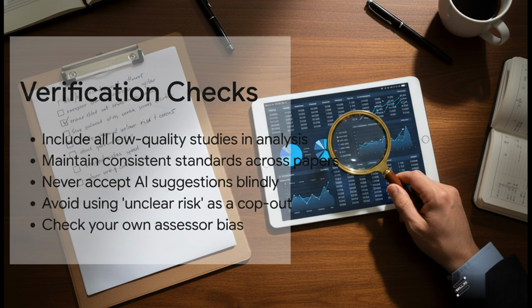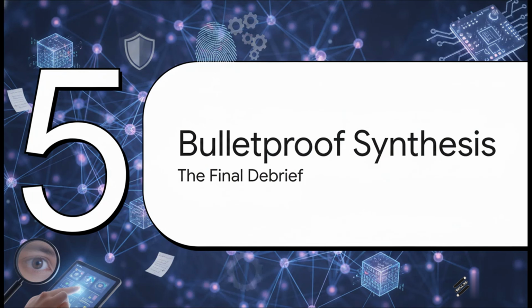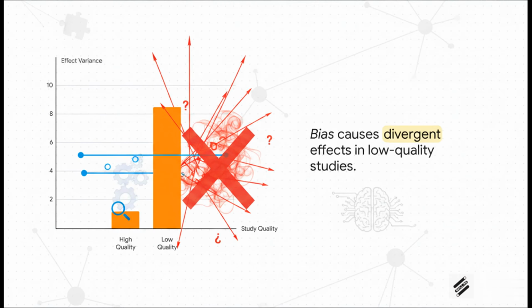Stay objective. And finally, Section 5, Bulletproof Synthesis, the debrief. I want you to imagine a meta-regression scenario for a second. On one side, we have our high-quality studies with verified, rigorous randomization and low attrition, and they show remarkably stable, consistent effects. But consider the divergence on the flip side. Our low-quality, high-risk studies show wildly inconsistent effects. Some show a massive benefit, some show absolute zero. Bias is actively skewing the data in those weak studies. But because we did the hard work of properly assessing quality, we can confidently isolate the true effect.